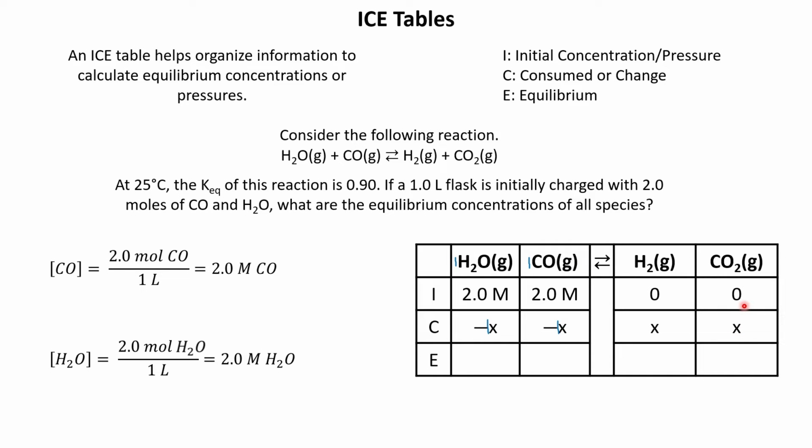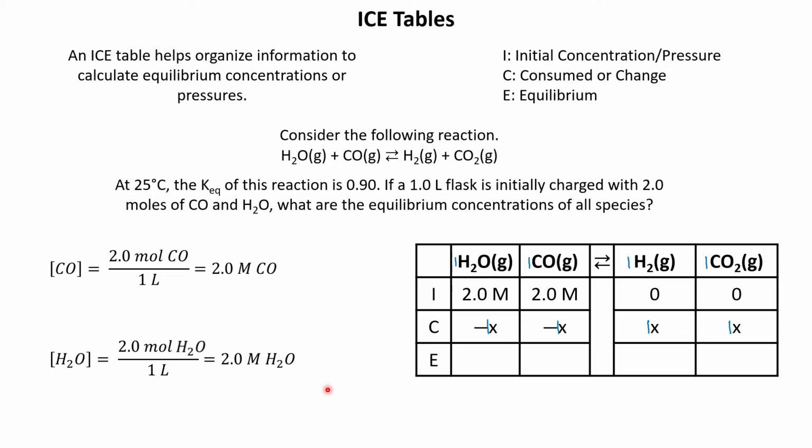Again, this is why some people like to think of this as change instead of consumed, because over here our x does not stand for what is consumed, but what is actually formed. Use whichever term makes the most sense to you. Again, these are both 1x because there are 1s in front of my hydrogen and my carbon dioxide in my balanced chemical equation. Now it's time to fill in the E part, or the equilibrium.